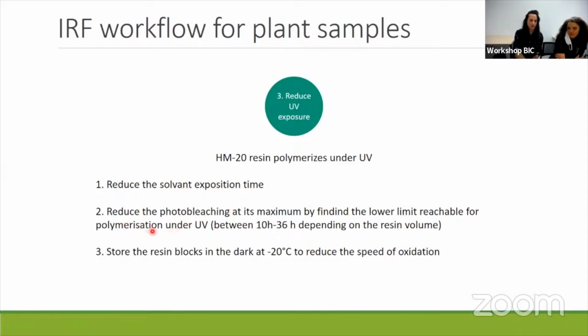And we want to reduce the photobleaching to its maximum, and with our method, depending on the volume of the resin you use for your resin block, you can go between 10 hours and 36 hours of polymerization. And it's the limit, because below this limit, the resin will be too soft to cut. Above it, it may work, but try to reduce the exposure to UV in any case. And after, this is a very important part, you have to keep your resin samples in the dark at minus 10, minus 20 to reduce the speed of oxidation.